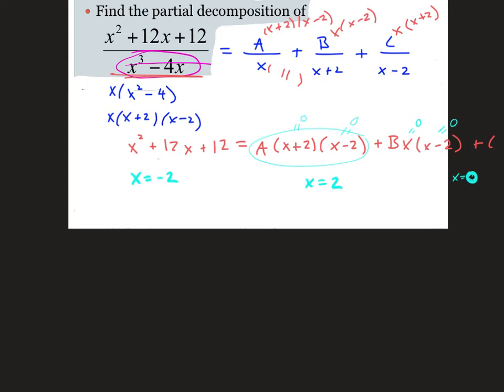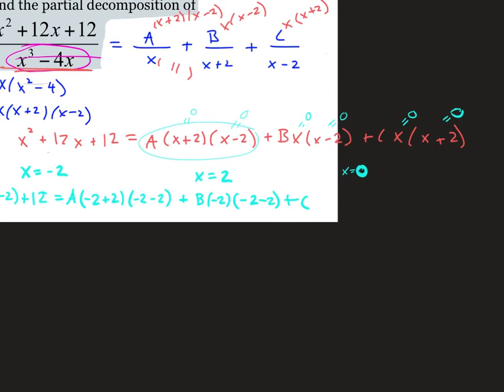So first, let's plug in negative 2. So we have negative 2 squared plus 12 times negative 2, plus 12 is equal to a times negative 2 plus 2 times negative 2 minus 2, plus b times x, which is negative 2, times negative 2 minus 2, plus c times negative 2 times negative 2 plus 2.